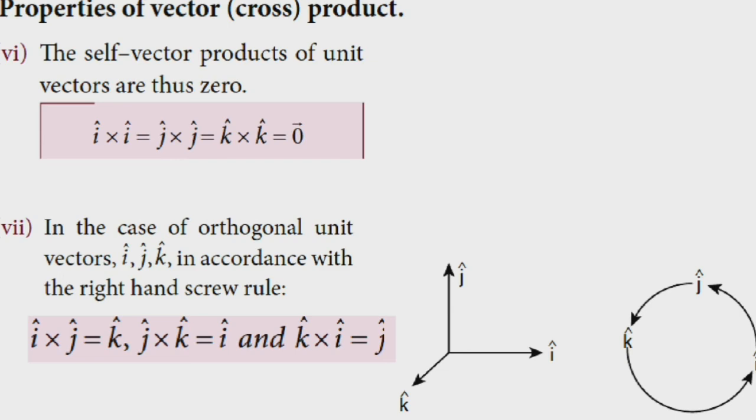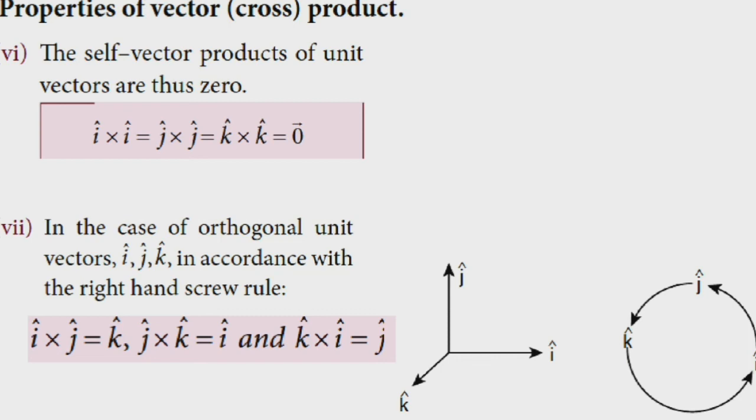Properties of vector cross product. Sixth point, the self cross products of unit vectors are thus 0. So i cap cross i cap is equal to j cap cross j cap is equal to k cap cross k cap is equal to 0. There we got 1 for the dot product, and here everything gives us 0.